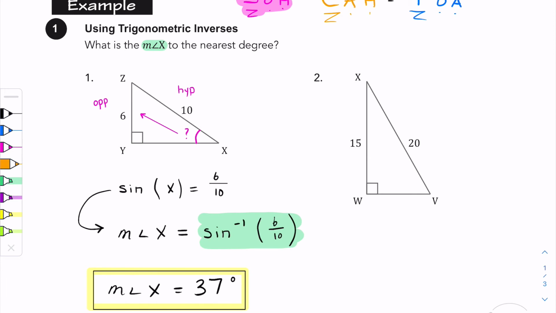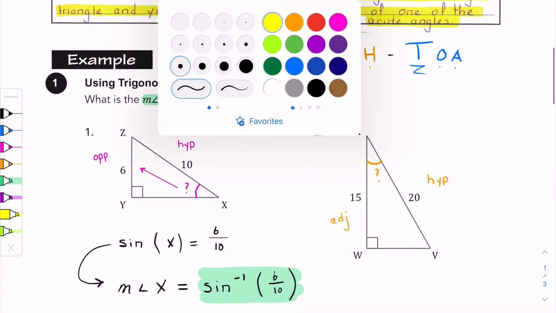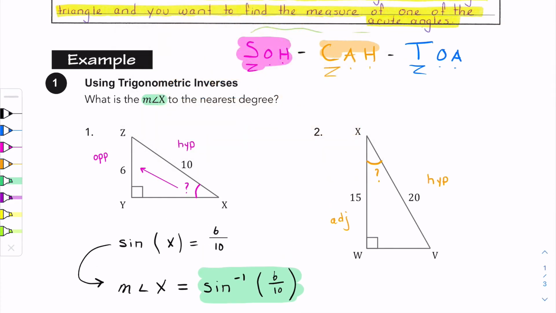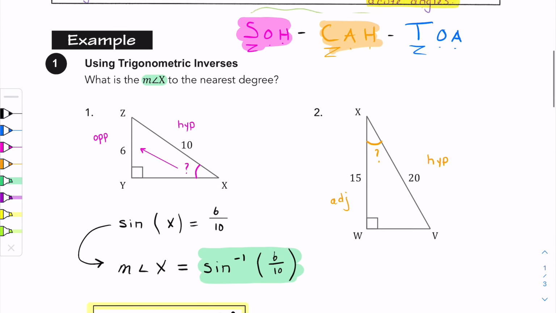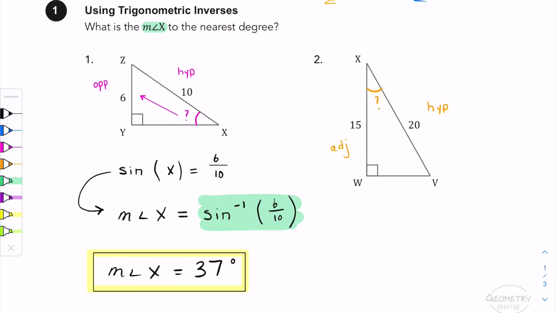For number 2, we're still working with the angle X. If I look at angle X and label my sides, I have the adjacent side with respect to this angle, and I have the hypotenuse. Those two sides fit into the CAH part of SOHCAHTOA, which tells us we're using cosine, and it's the adjacent side over the hypotenuse. So cosine of angle X is equal to 15 over 20. You could simplify this right now if you want to. I probably wouldn't because we're typing it into our calculator anyways, so that would just be one extra step.